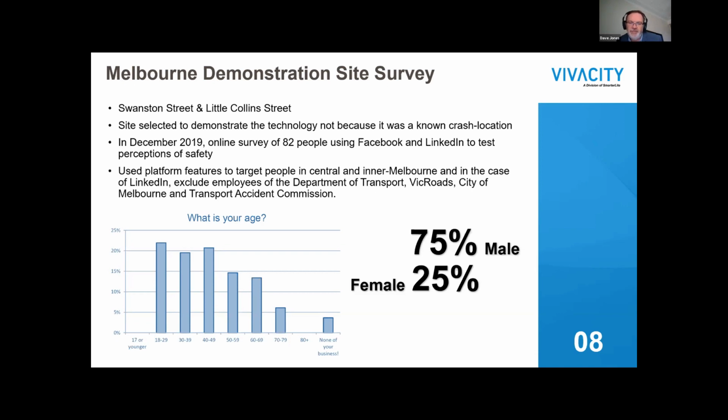And of that small online survey, we had 75% male and 25% female, so that wasn't characteristic of the population. But there was a good age distribution in terms of the number of responses, and this was quite different to the South Korean study, which was mostly youth, as we saw, that responded.